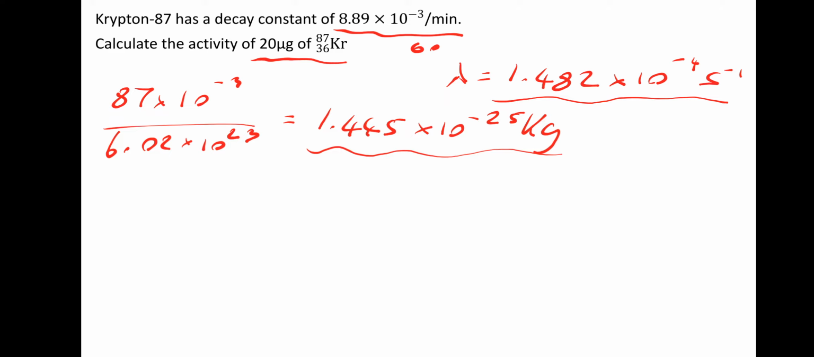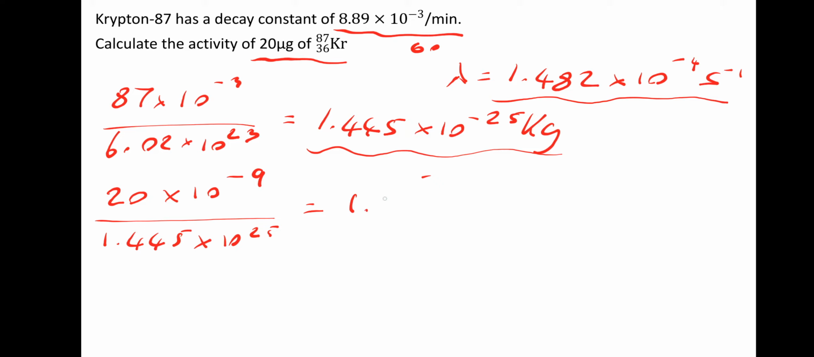Then we've got 20 micrograms to deal with. So again, you have to be careful. It's 20 micrograms divided by the mass of an individual Krypton-87 atom. 20 micrograms is 20 times 10 to the minus 6 grams, and then grams to kilograms is another 10 to the minus 3. So we've actually got 20 times 10 to the minus 9 kilograms divided by the 1.445 times 10 to the minus 25. That will give us the number of atoms present within the sample, which is 1.384 times 10 to the power 17 atoms.